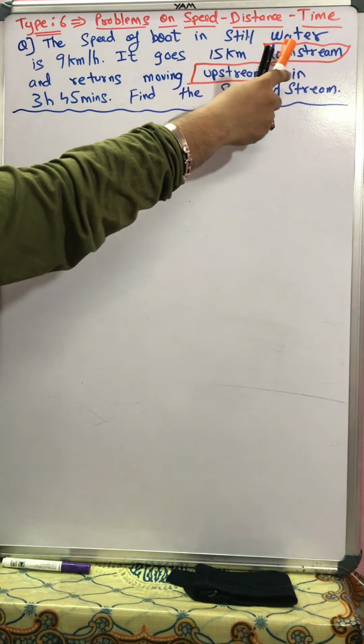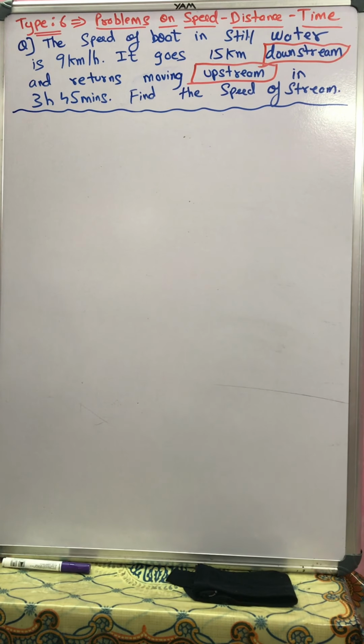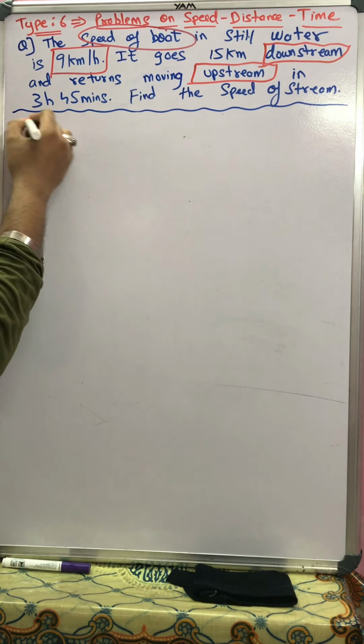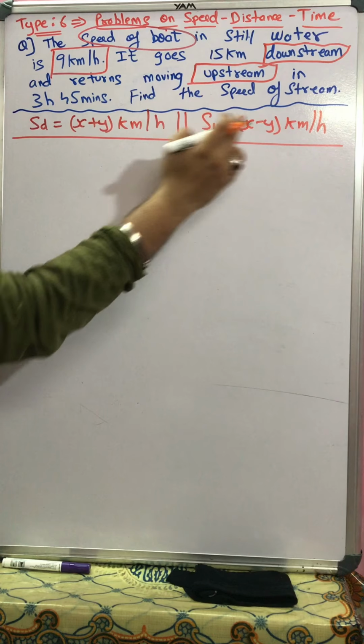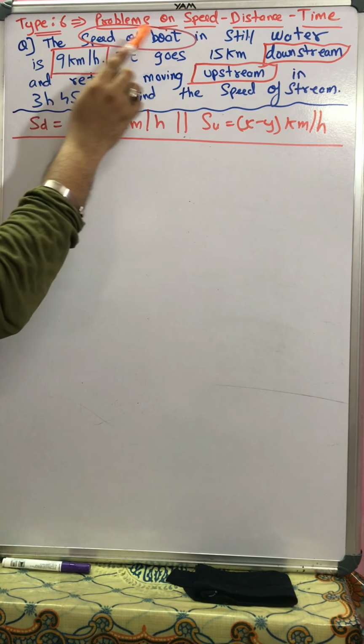We understood what downstream means, and we understood what upstream means. Okay, let's start with this question, students. What is given here? Speed of the boat in still water is 9 km/h. In this question, remember they gave us the value of the speed of the boat. And just a moment ago we saw that speed of the boat is called x. Here x means speed of boat and y means speed of stream. But in this question, speed of boat is given to us.